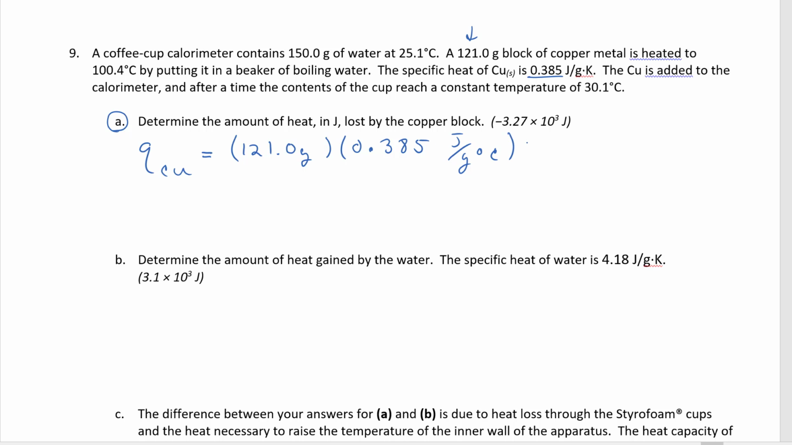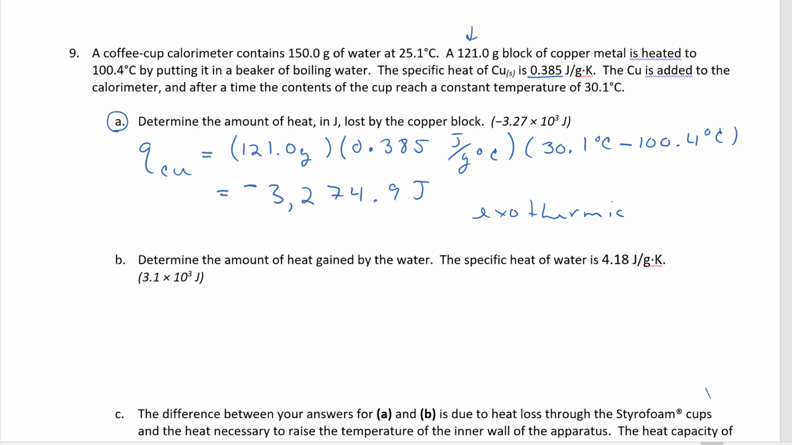And then the change in temperature is going to be the initial temperature, which was 100.4, subtracted from the final temperature. So 30.1 degrees Celsius minus 100.4 degrees Celsius. So T final minus T initial. When that's all said and done, we end up with 3,274.9 joules of heat released. Now I'm going to make this negative because this is exothermic with respect to the copper.